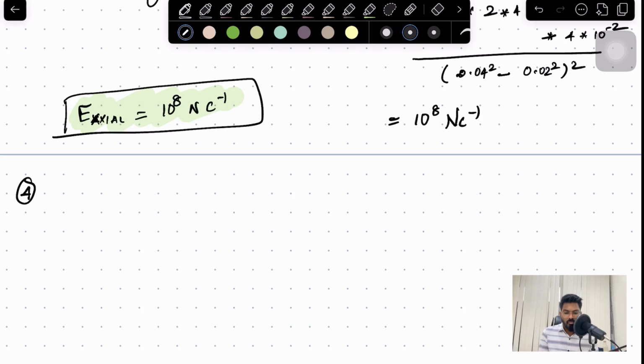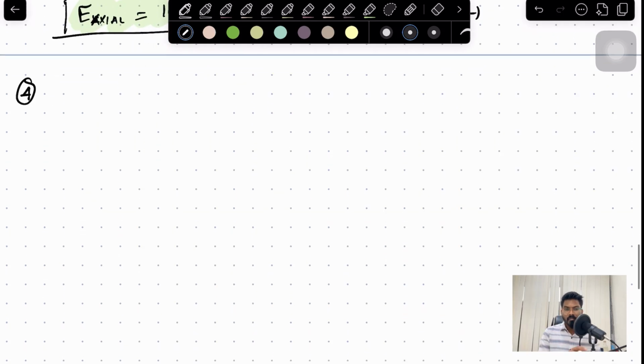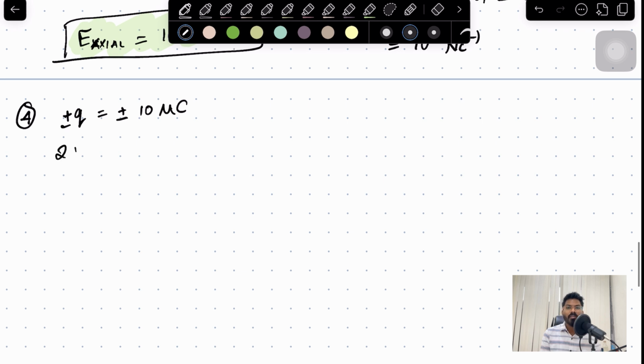Let's do question number 4. So again, I am concerned with a dipole, which is given by plus or minus 10 microcoulomb. The length of the dipole is 2a, which is 5 mm. So this is 10 to the power minus 6 coulomb. This is 5 into 10 to the power minus 3 meter.